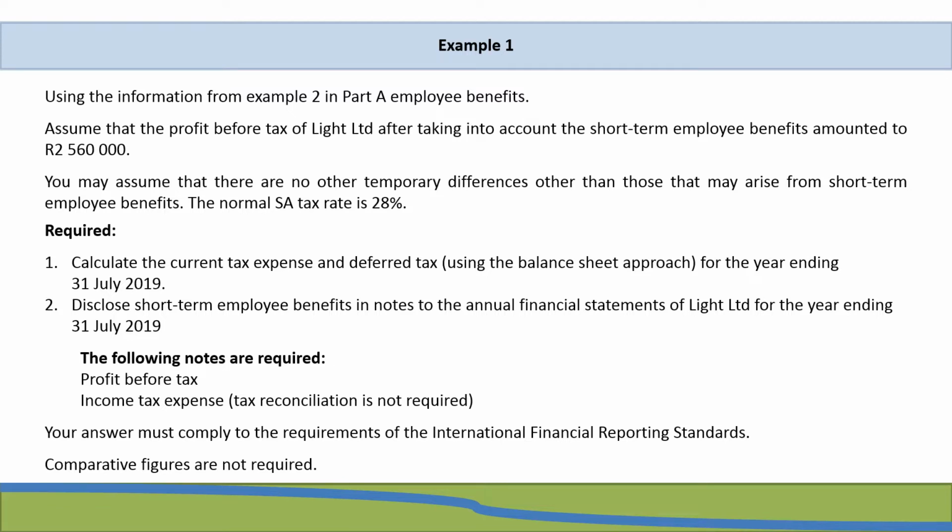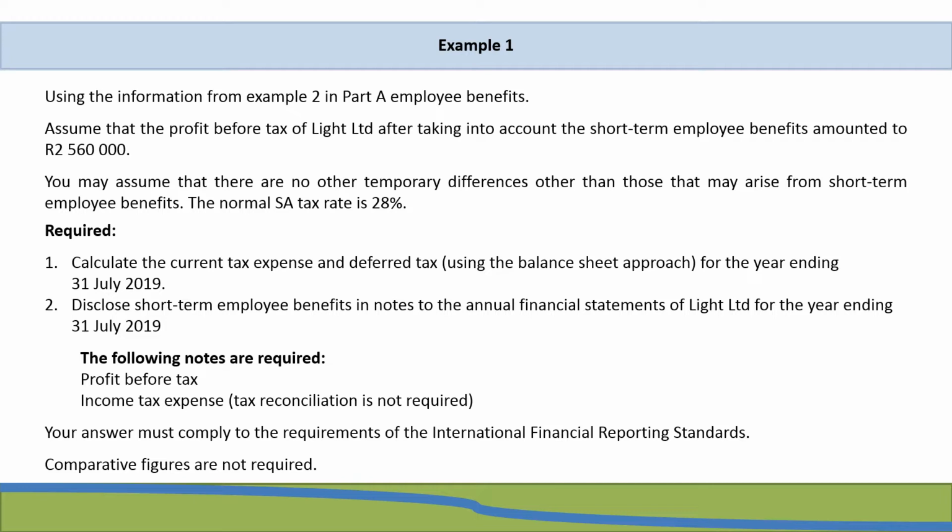firstly we need to calculate the current tax expense and deferred tax, but the deferred tax must be calculated using the balance sheet approach, and all of this for the year ending 31 July 2019. The second part of the required is that we need to disclose the short-term employee benefits in the notes to the annual financial statements of Light Limited for the year ending 31 July 2019.